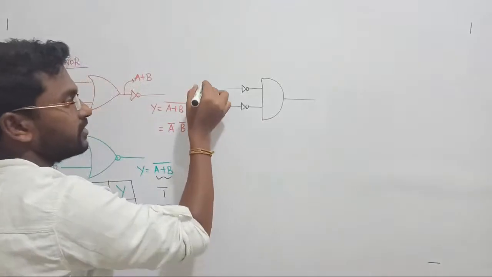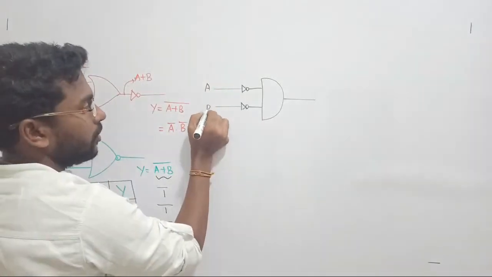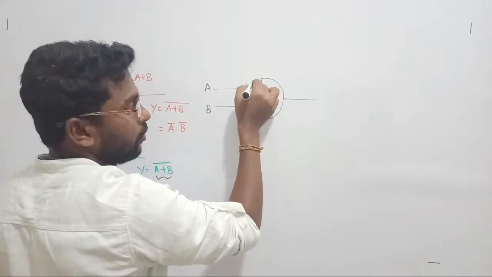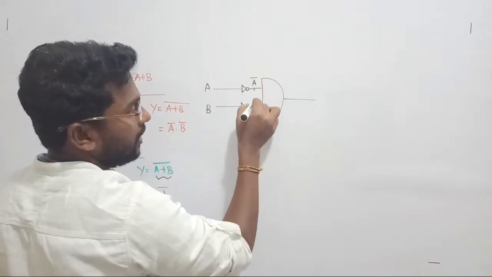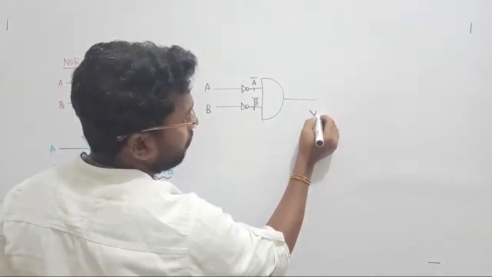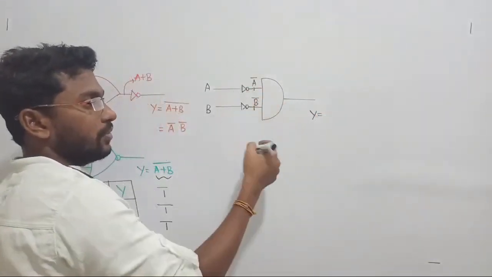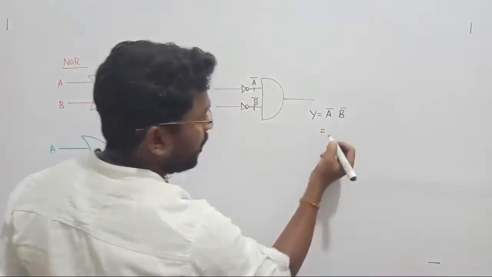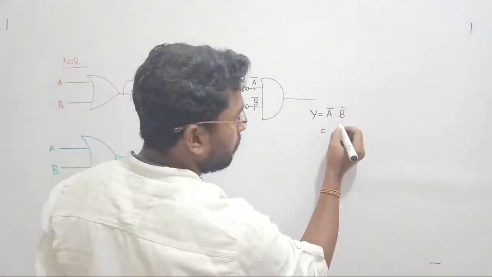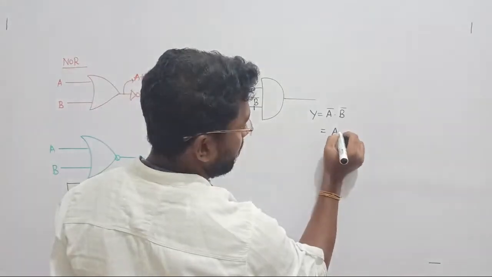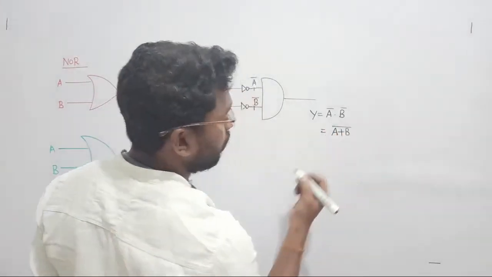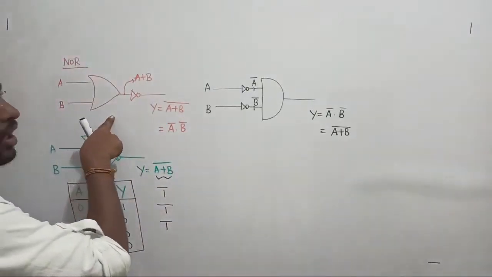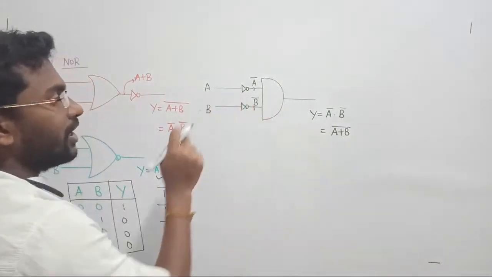Let's see what happens. I am passing A here and I am passing B here. We all know what the NOT gate will do. It will take the complement. The AND gate will multiply them, such that output will become A bar dot B bar. Now, according to De Morgan's law, A bar dot B bar can be rewritten as A plus B whole bar. That is the output of NOR gate. So NOR gate can also be realized in terms of AND gate and NOT gate.